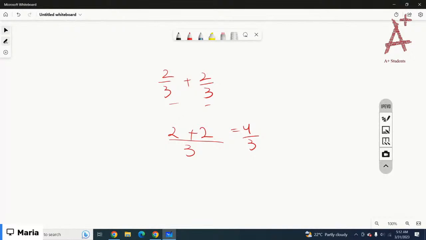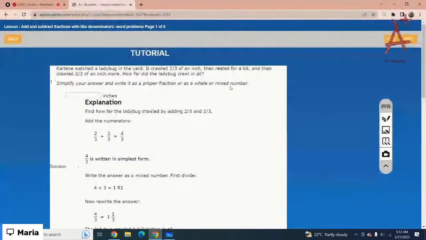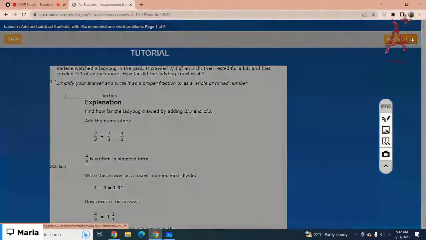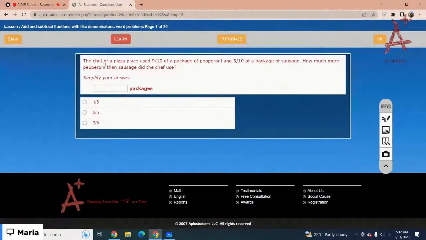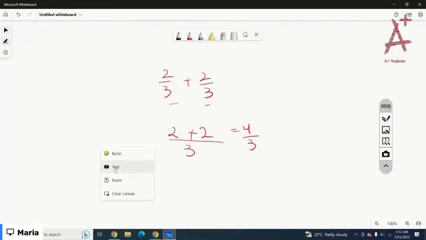Okay, let's just start with the test questions. Okay, the first one is: the chef of a pizza place used 9/10 of a package of pepperoni and 3/10 of the package of sausages. How much more pepperoni than sausage did the chef use? So you have to add 9 by 10 and 3 by 10. So just add.